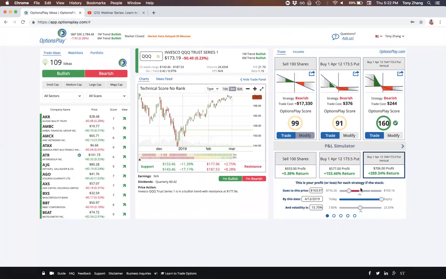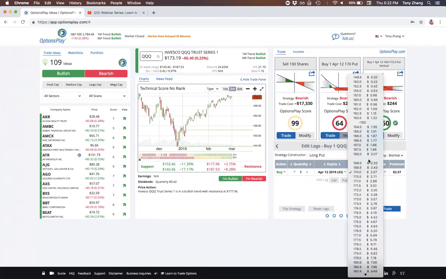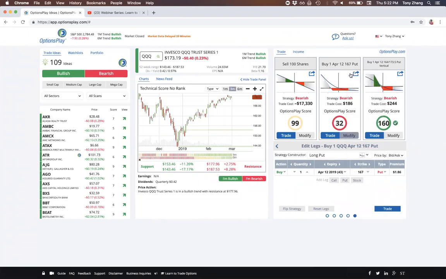A lot of times when you set up a really low, far out of the money put, so for example, I can buy this really far out of the money put. Well, actually, that's not very far out of the money, but maybe if I buy a 167 put, it's really cheap, but as you can see, the OptionsPlay score is really, really low, telling me that there's almost no chance of me making money from these types of strategies.